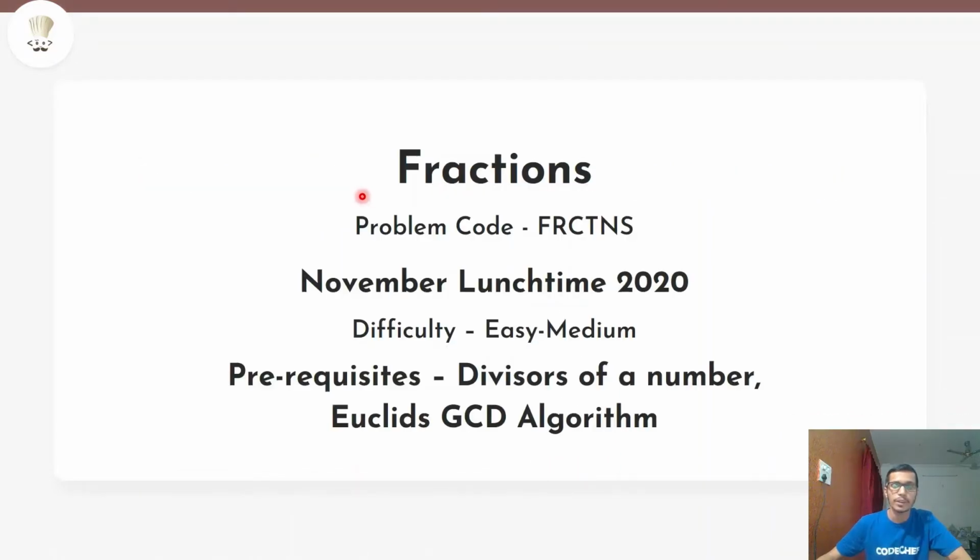The problem that we are going to discuss today is fractions. The problem appeared in November Lunchtime and has a difficulty level of easy-medium. The prerequisites for this problem are Euclid's GCD algorithm and finding divisors of a number using prime factorization.